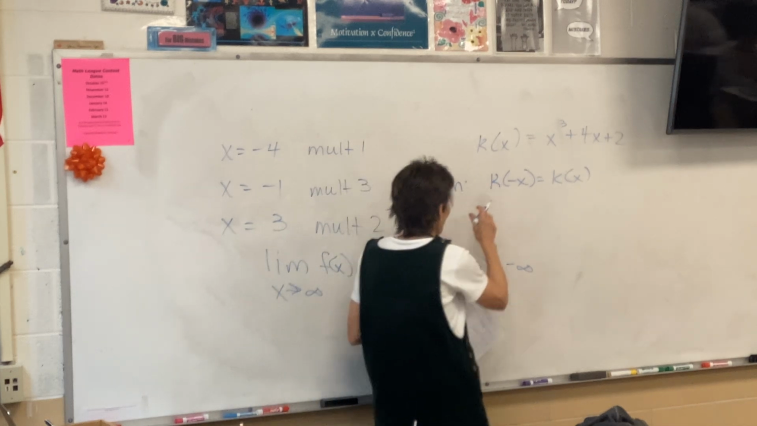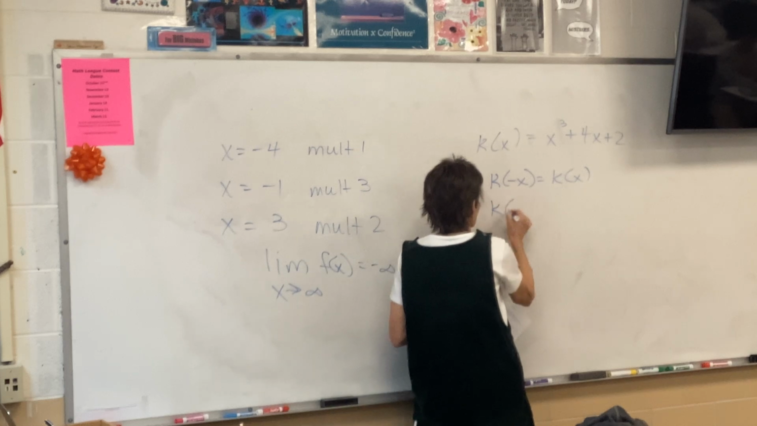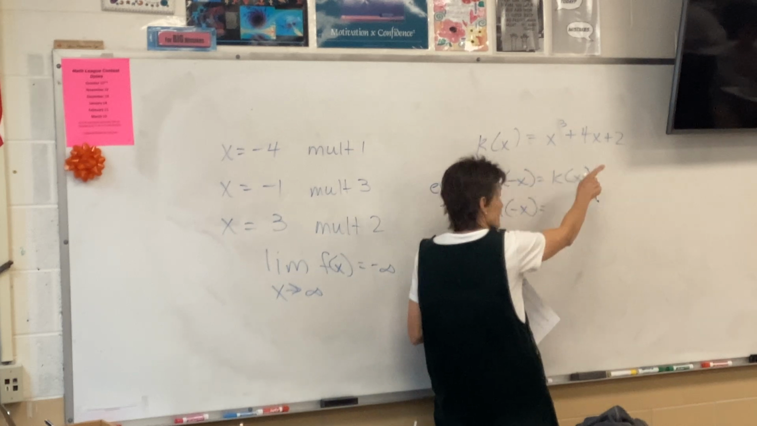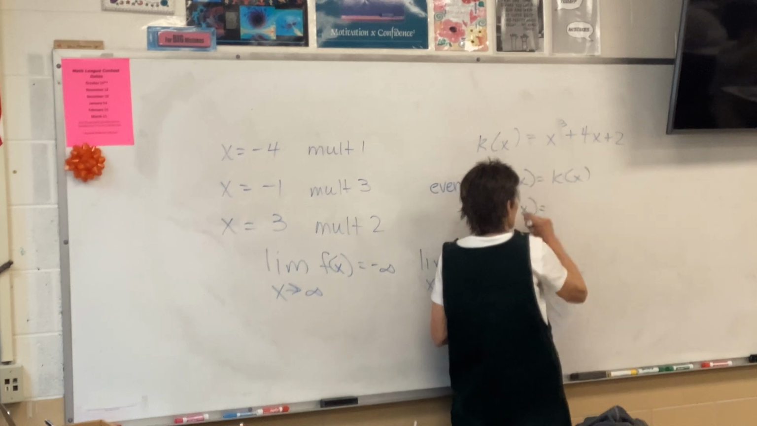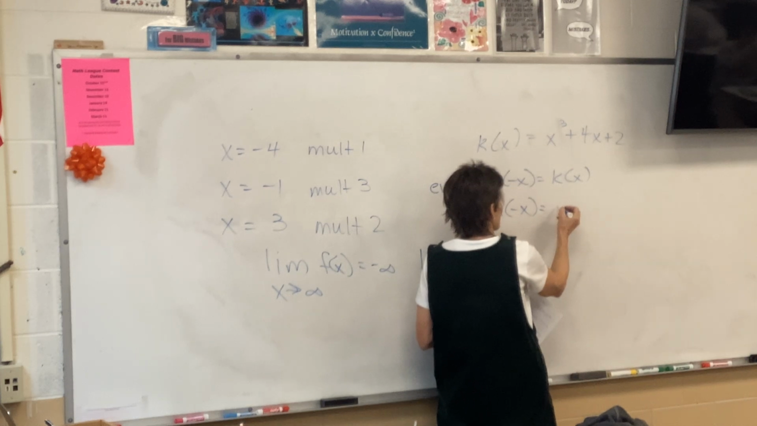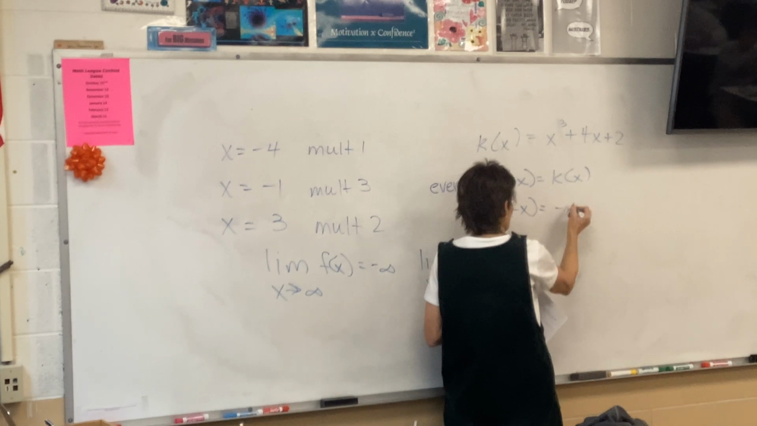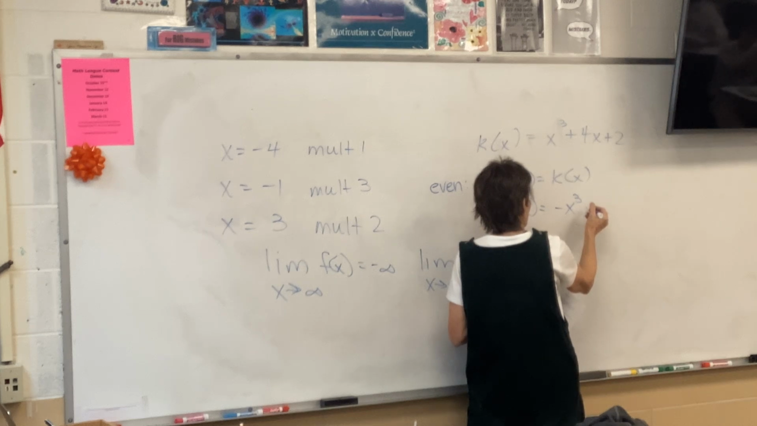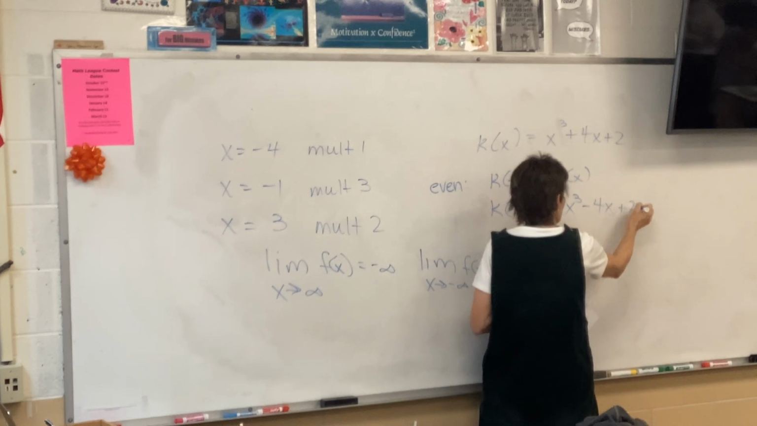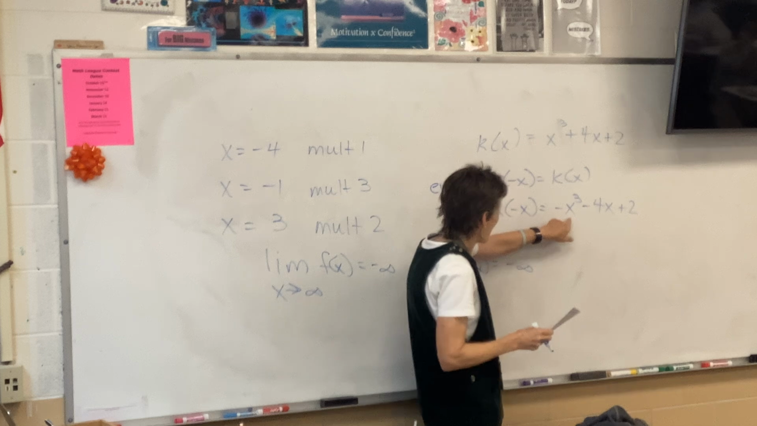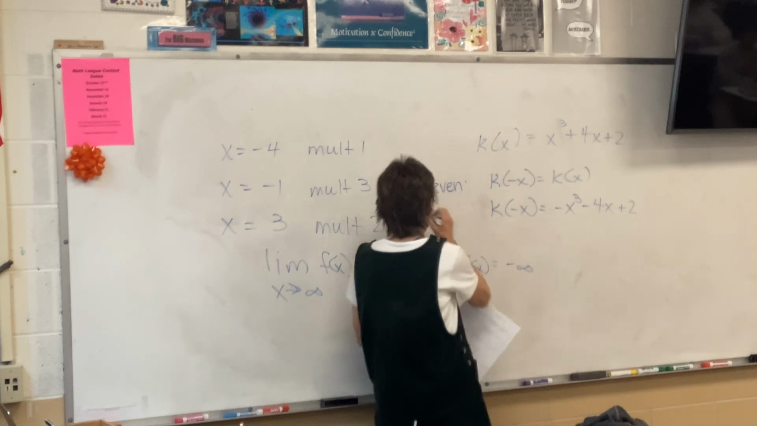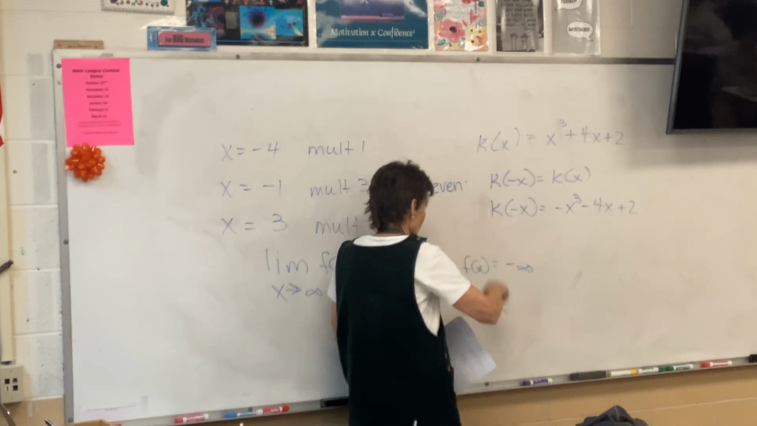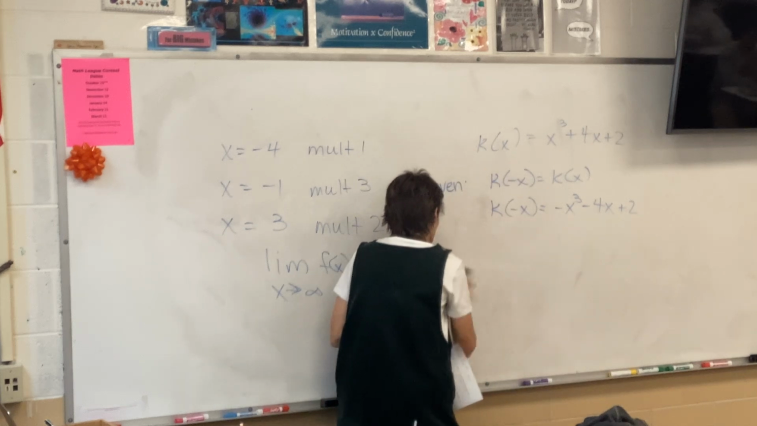So, if I find k of -x, what will that equal? If you put in a -x, what are you going to come out with? -x cubed minus 4x plus 2. Does that equal the original problem, k of x? No. So it's not even. There's your proof right there.